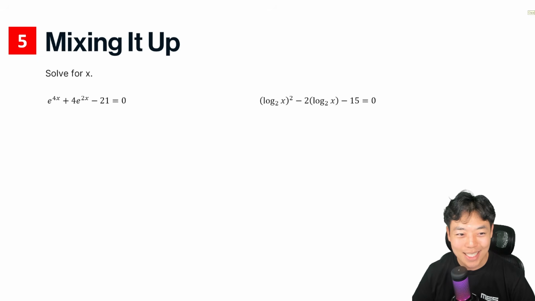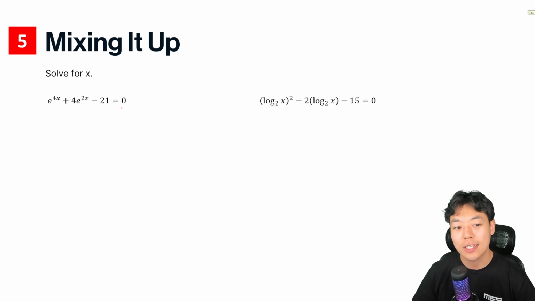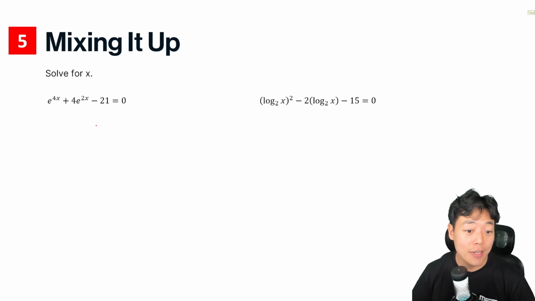And 5, mixing it up. These types of equations you need to be able to solve super quickly and efficiently on the AP Calculus exam and in your class, AP Calculus. Let's check these out. We're going to use substitution again, like we did in our very first advanced factoring slide.